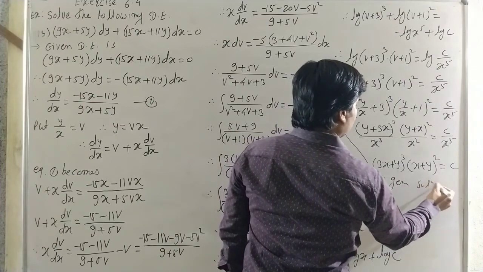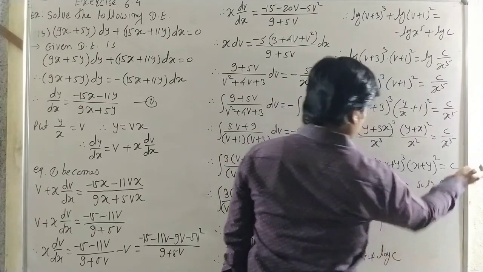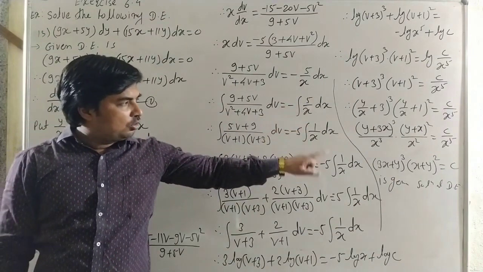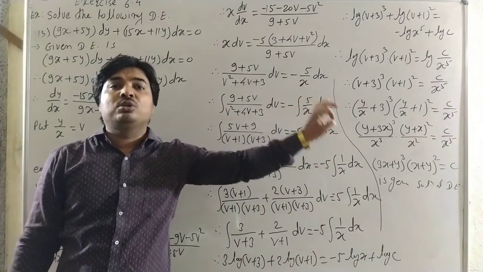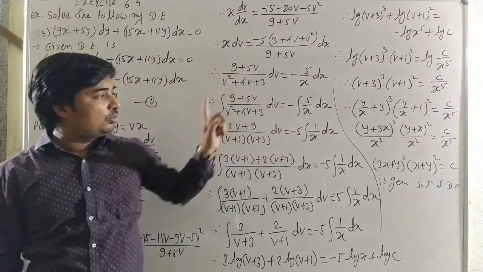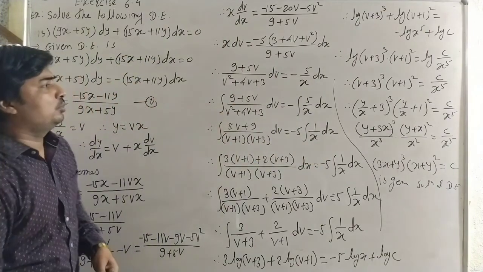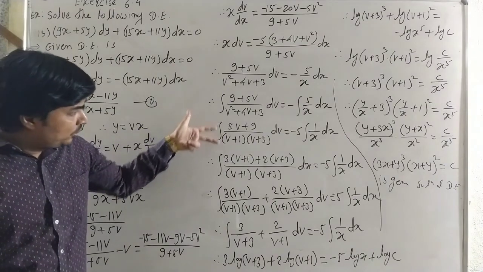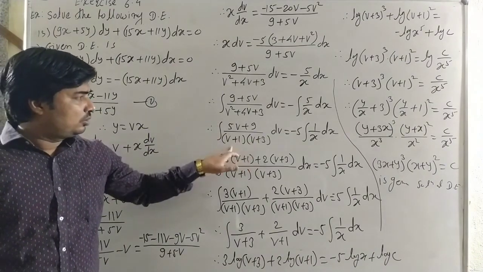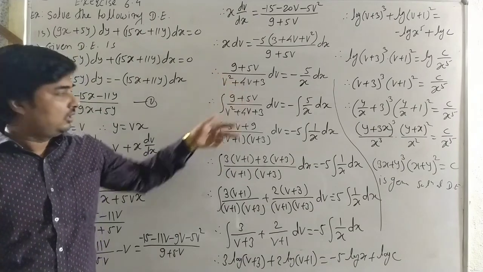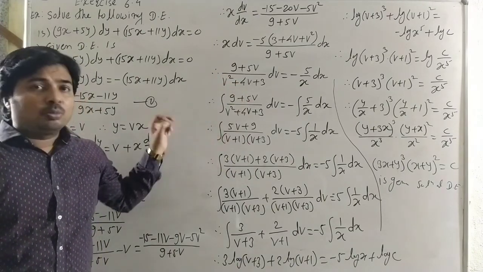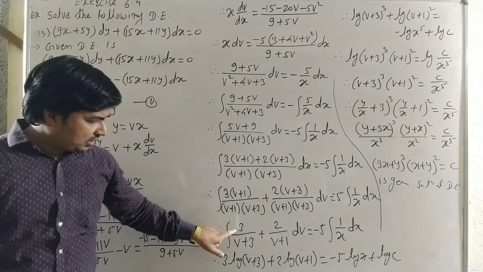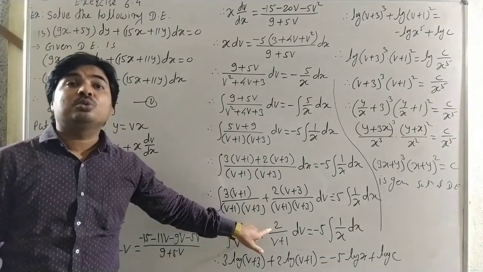the general solution of the differential equation. See carefully this: 3x plus y cube into y plus x square is equal to c is the general solution of the differential equation. Check all the calculation. Here we directly adjust the two linear factors in the numerator. Here we can also use the partial fraction, and when we use the partial fraction, a is equal to 3 and b is equal to 2.